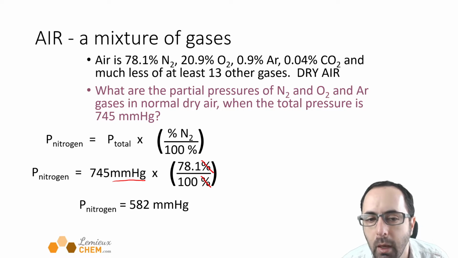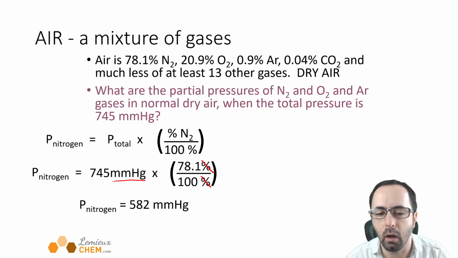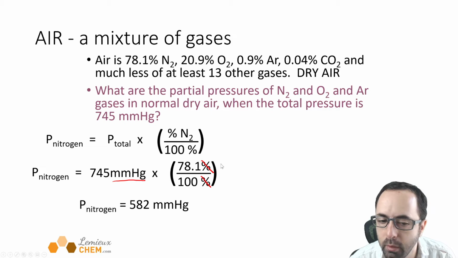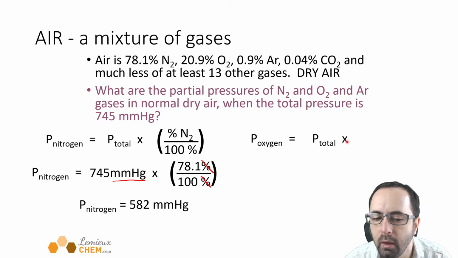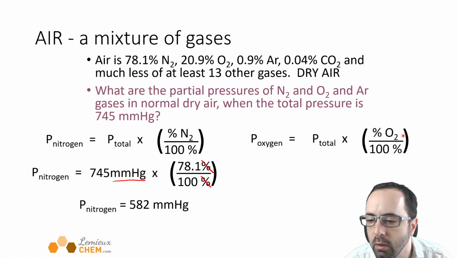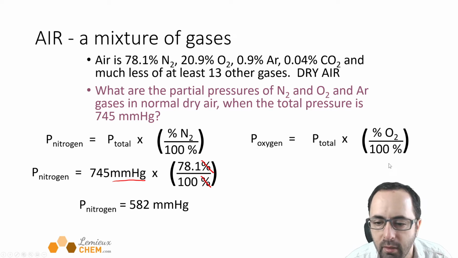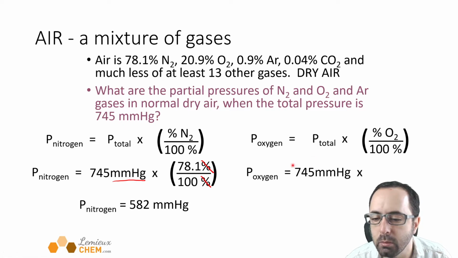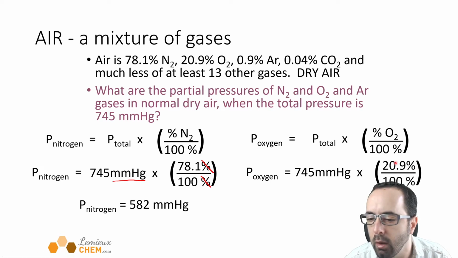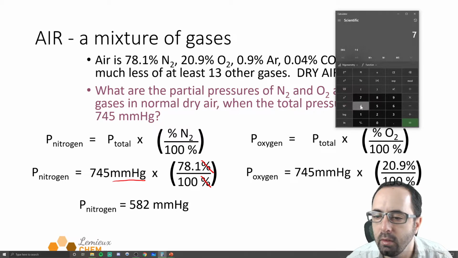All right, so hopefully you've been able to figure out the partial pressure of oxygen and argon for yourself. We're going to do it the same way as we did for nitrogen, but we're going to do it for oxygen now. So it will be the total pressure times the percentage of oxygen over 100% to turn it into a decimal. So the total pressure here is still the same, 745 millimeters mercury. The percentage of oxygen is 20.9%. So we're going to put that right here. Divide by 100%.